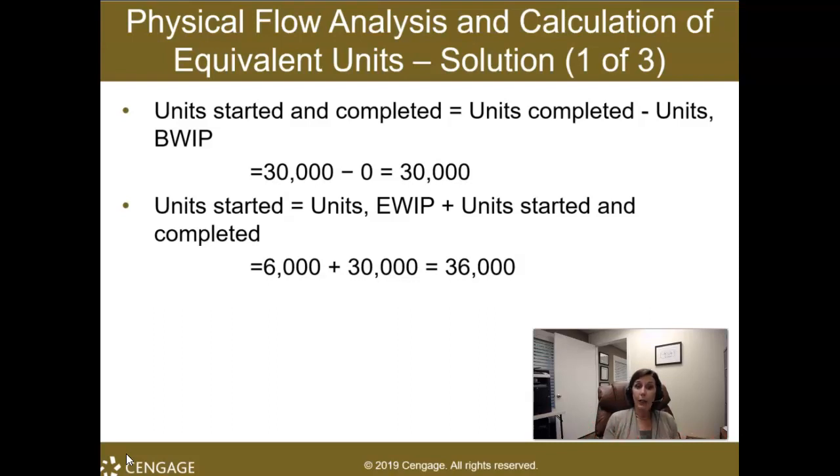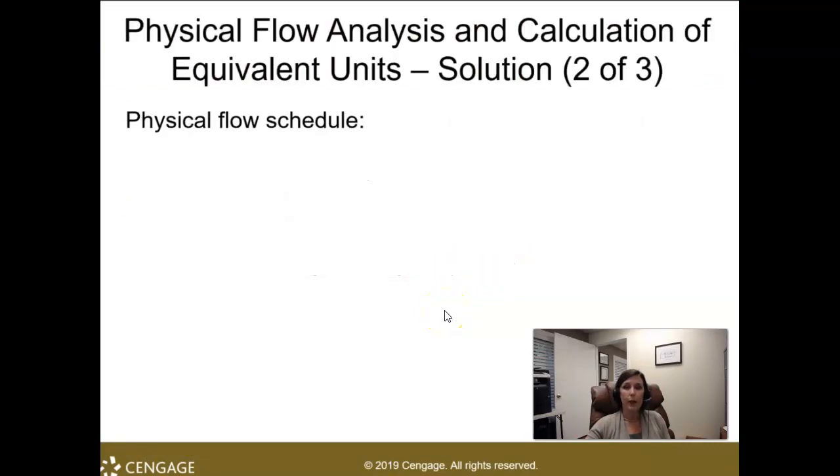Now, how many units did we start? The answer to that is we take our ending work in process inventory and we add that to the units started and completed, so that we know that we started a total of 36,000 units during this period.